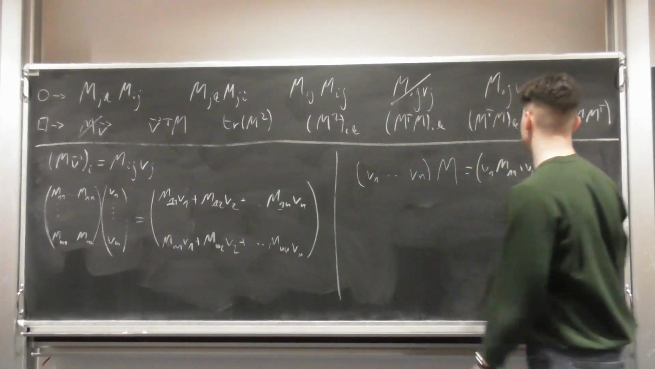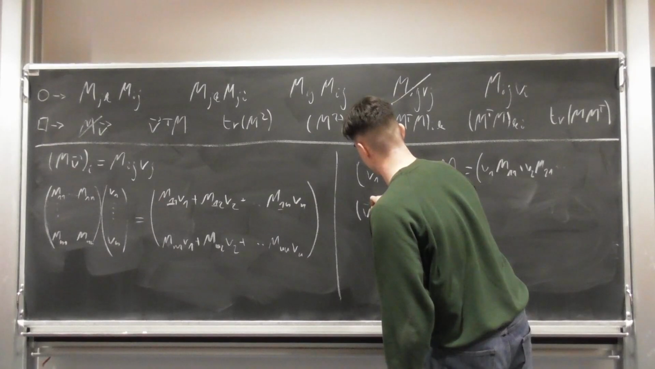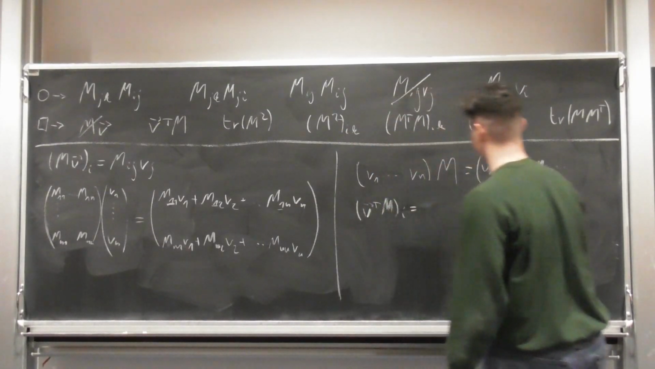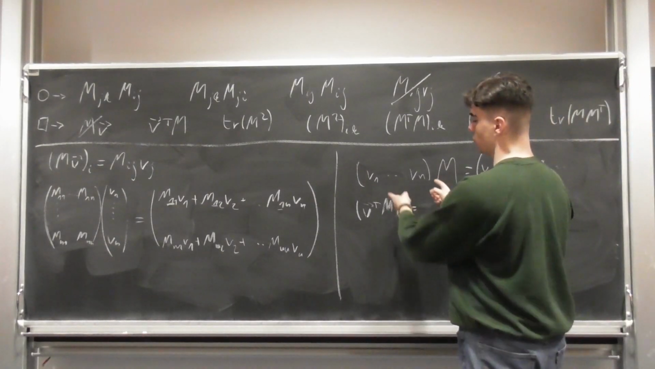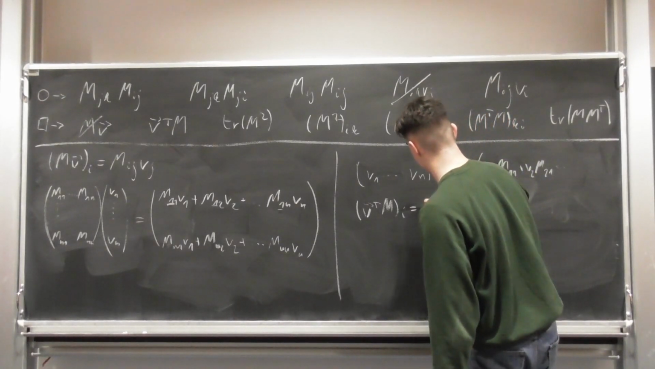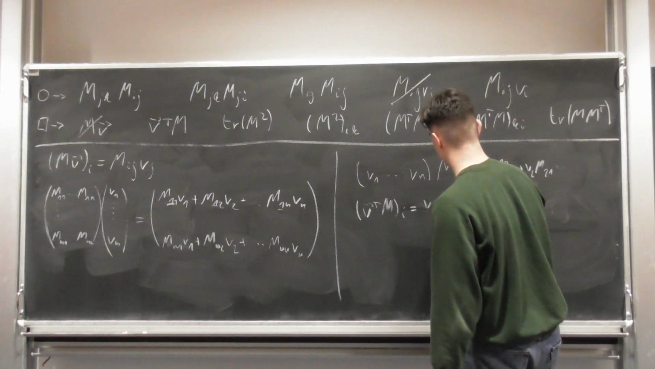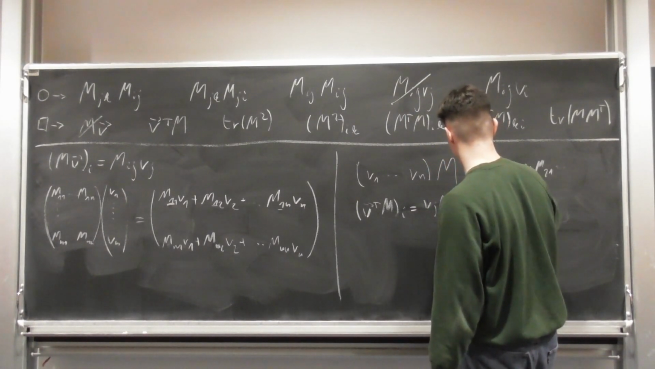Okay, but in general, if we take the ith component, so if we take v^T M sub i, that'll give us the ith component, which we just said is going to be the row times the ith column of M, but we can write that as v_j M_ji.